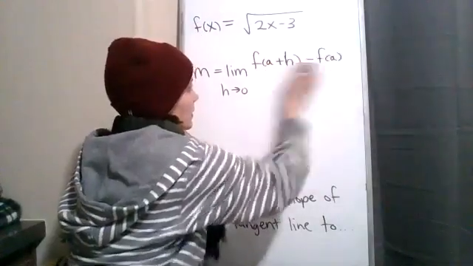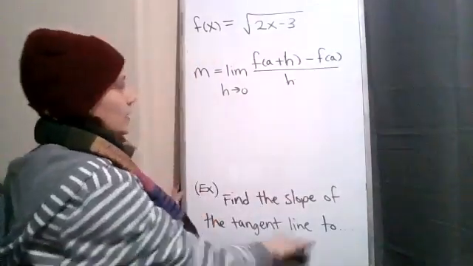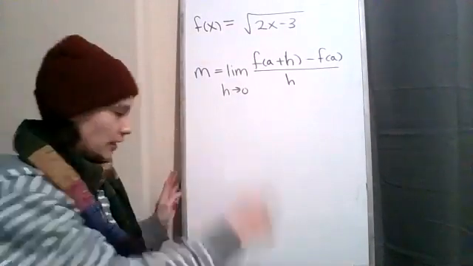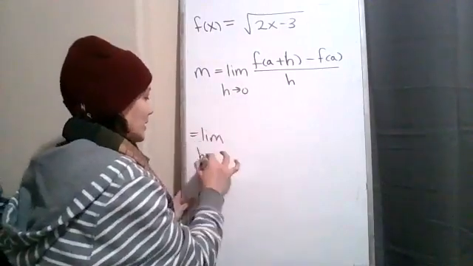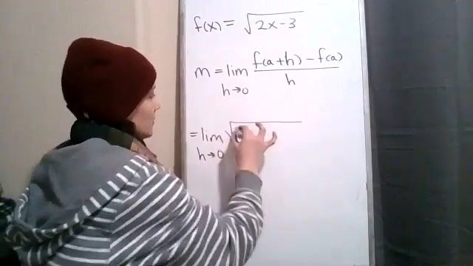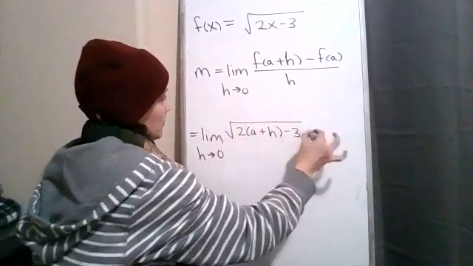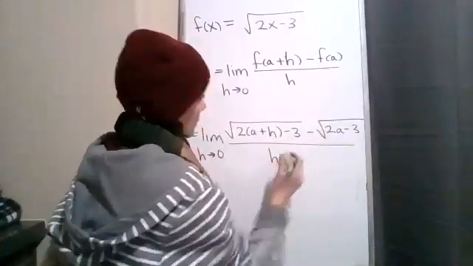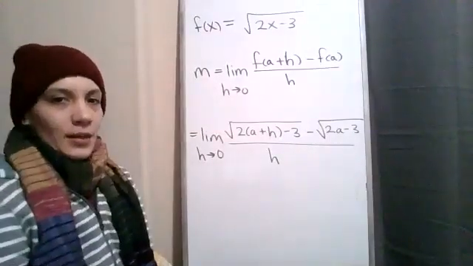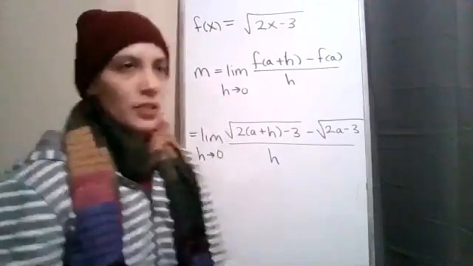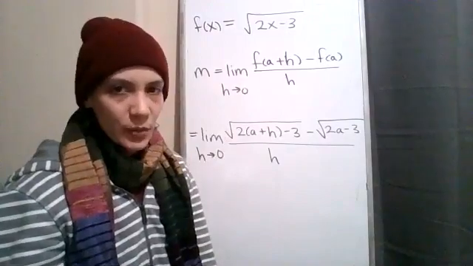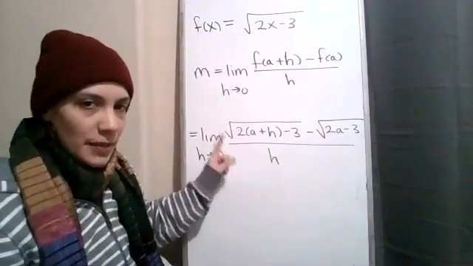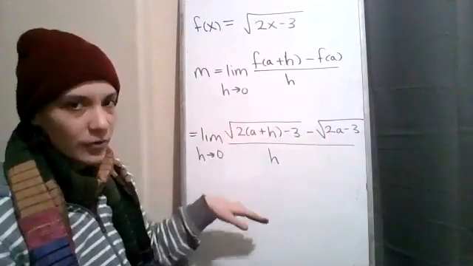Take away f of a, everything over h. Okay, the root of 2 times a plus h minus 3. Oh, this is going to be messy. Minus root 2a minus 3. And everything is over h. Okay, we will need to multiply by a conjugate, which will take up a lot of space. So we'll multiply the numerator and denominator by this root plus that root over itself.